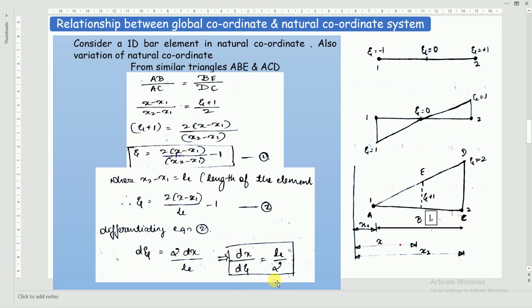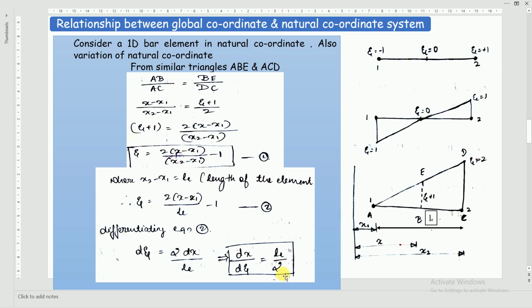Even this question can be asked in the viva during your FE lab. What is the value of dx upon dxi or dxi upon dx? That is your relationship between global coordinate and natural coordinate, because we will be using this when we are converting from one coordinate system to the other, especially from global to natural, natural to global. If it is dx upon dxi, we will be using LE by 2. If it is dxi upon dx, we will be using 2 by LE.